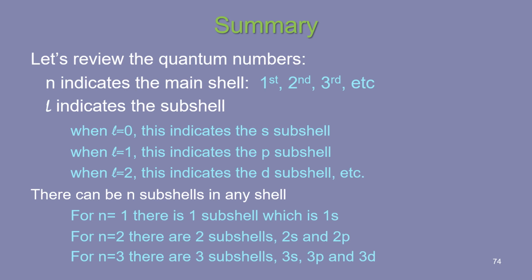So anyway, just to review one more time, because it's a lot thrown at you, but I think once you get the whole picture, it's better. So again, N indicates which main shell I'm in. I'm in the first shell, the second shell, the third shell. N equals 1, 2, 3. L indicates the subshell. So if L equals 0, this is an S subshell. If L equals 1, it's a P subshell. If L equals 2, it's a D subshell. If L equals 3, it's an F subshell.